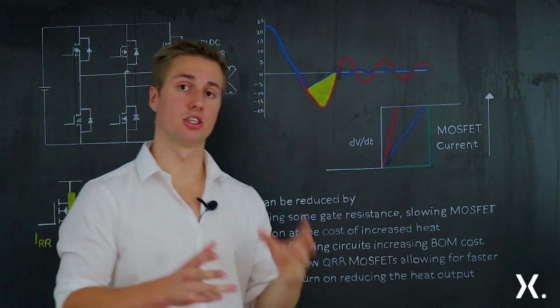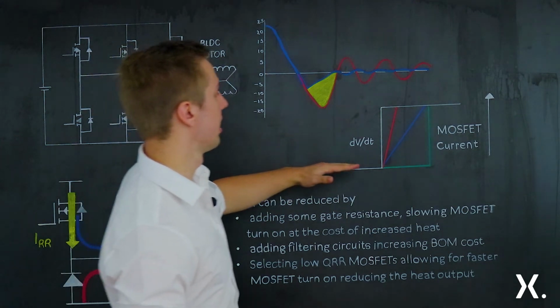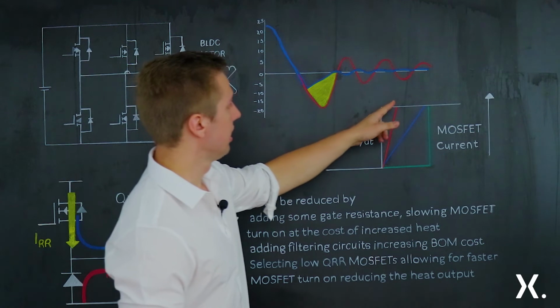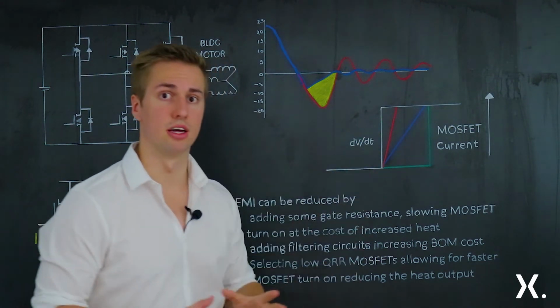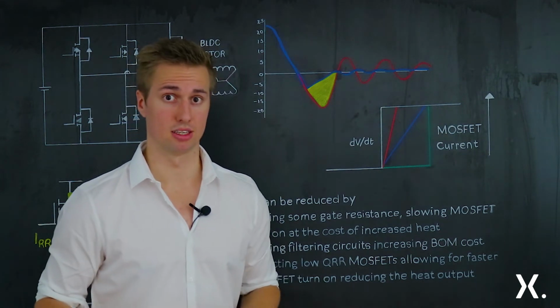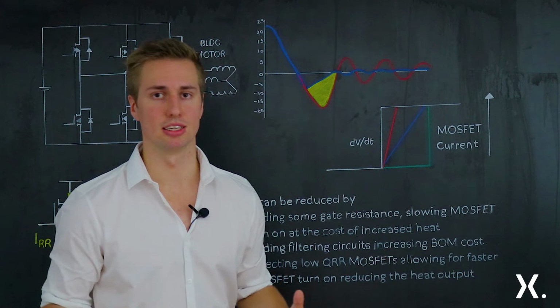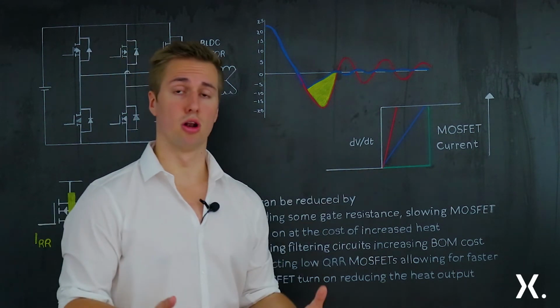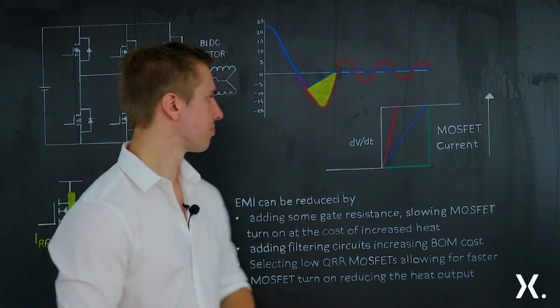If you then add a large gate resistor, which will indeed lower EMC emissions, you will then have something like the blue line. However, under each of these lines, you have a certain area, and the larger this area, the more power will be dissipated. The more power dissipated means the more heat output will be made. Therefore, adding a large gate resistor, although lowering the EMC, may generate thermal issues.